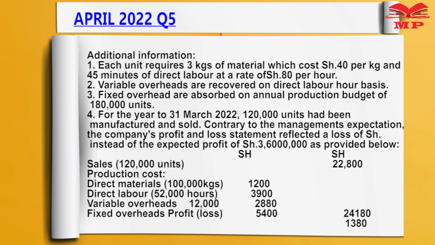Note number 2. Variable overheads are covered on a direct labor hour basis. Note number 3. Fixed overheads are absorbed on an annual production budget of 180,000 units. Note number 4. For the year to 31st March 2022, 120,000 units have been manufactured and sold. Contrary to the management's expectation, the company's profit and loss statement reflected a loss of 1,380,000 instead of an expected profit of 3,600,000 as provided below.